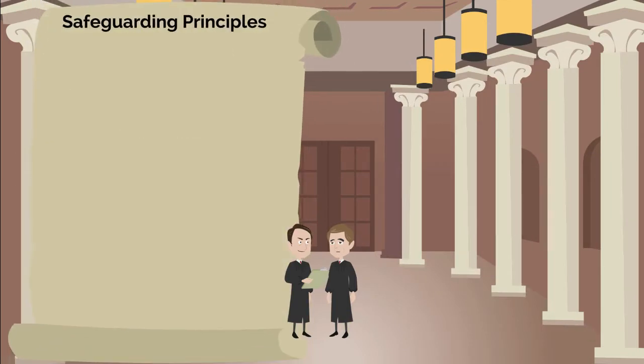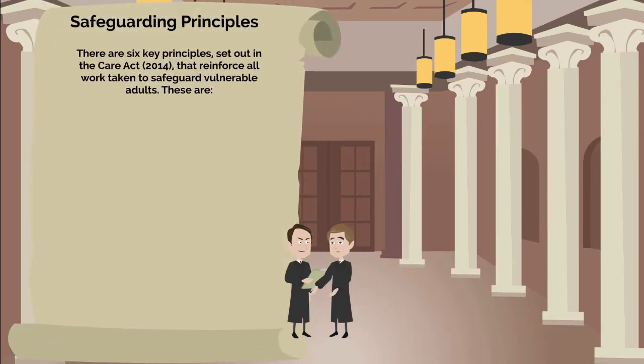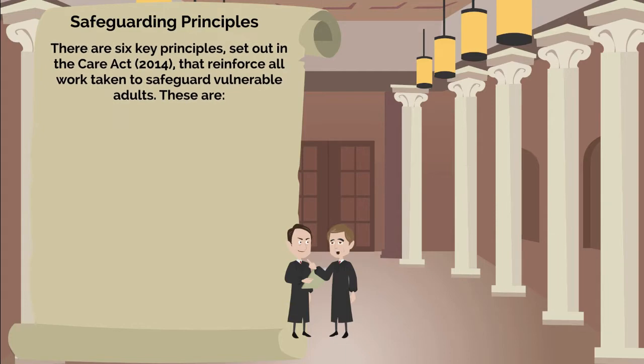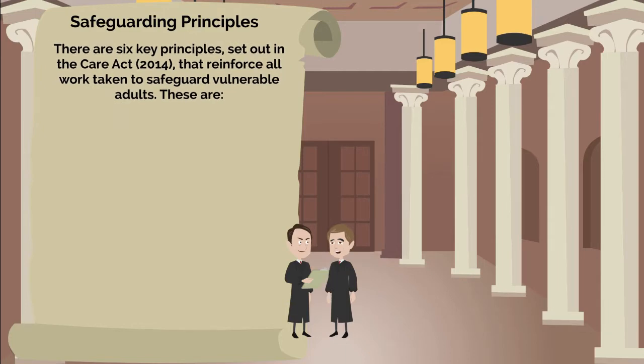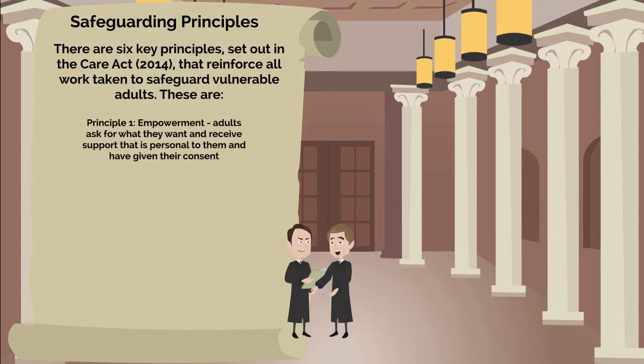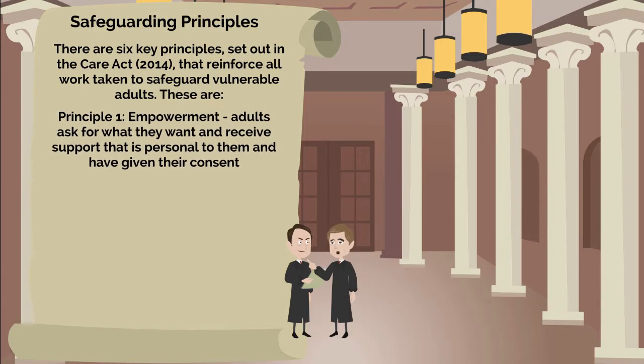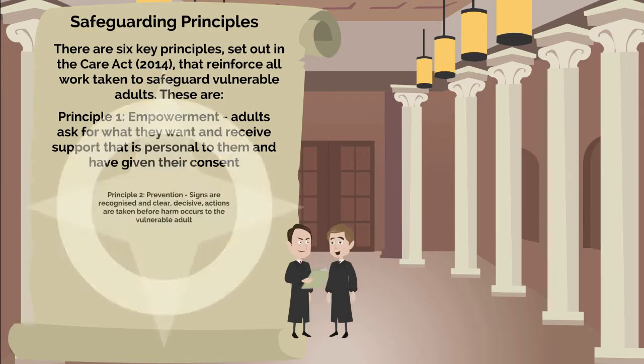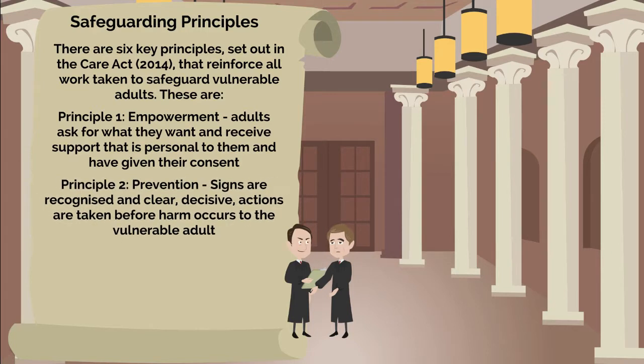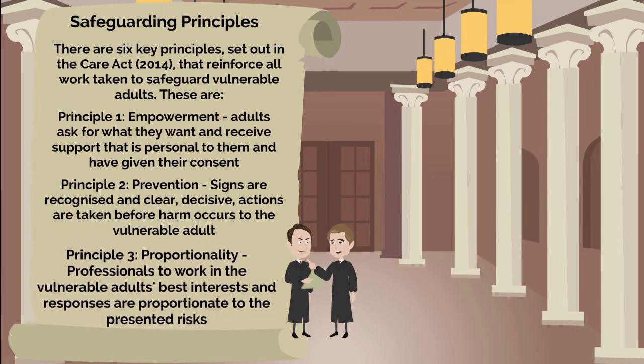Safeguarding principles. There are 6 key principles set out in the Care Act 2014 that reinforce all work taken to safeguard vulnerable adults. These are: Principle 1, empowerment. Adults ask for what they want and receive support that is personal to them and have given their consent. Principle 2, prevention. Signs are recognised and clear decisive actions are taken before harm occurs to the vulnerable adult.